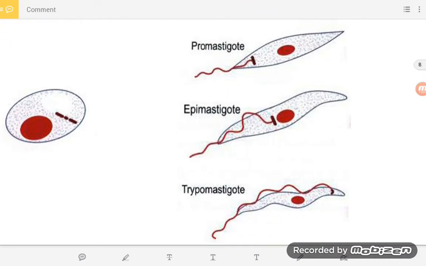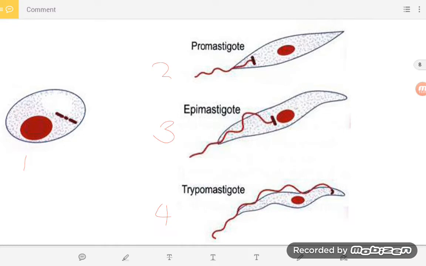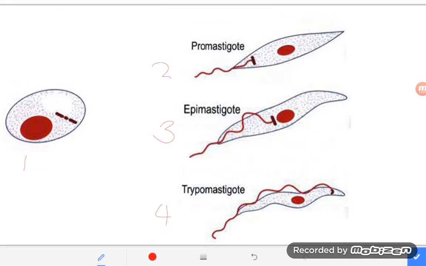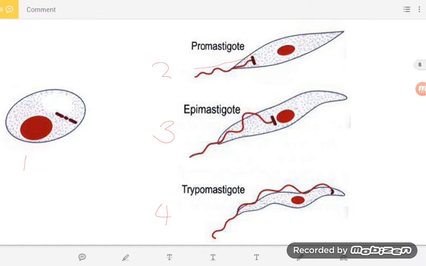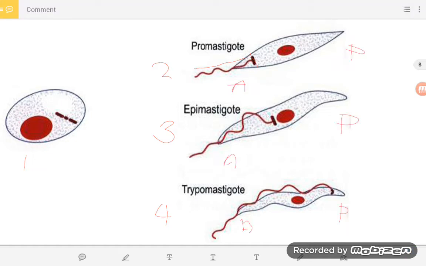Here you can see the morphological differences. The first one, the haemoflagellate form. Here you can see, compared with the other three, it differs. It is oval shape, but the other three are fusiform. Here the flagellum arises from the anterior part, right, and in the epimastigote the flagellum arises from the middle, but in the case of the trypomastigote, the flagellum arises from the posterior part. So this is anterior, this is posterior. Here also this is anterior, this is posterior. So you can remember the morphological differences of the stages.